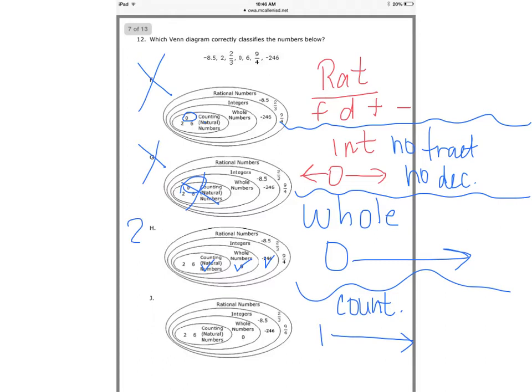I'm going to put a question mark by this because I'm going to go down here and inspect J. Counting numbers, those look good. There aren't any zeros or negatives in there. Whole numbers, 0. Yep, there's no negative numbers there. That's good. Integers are positive and negative numbers with no fractions and no decimals. And look what they snuck in there. No. So our answer is H.